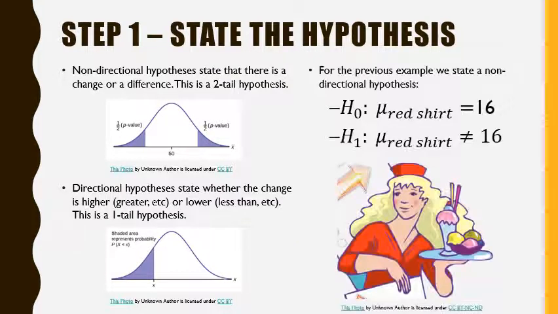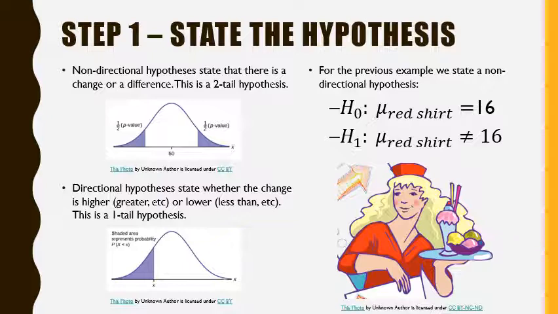So let's look at the example that we were talking about before with waitresses wearing red shirts. For your step one, you would just state the null hypothesis, saying there's no difference at all. You'd say the mean of the red shirts is equal to 16. So it's still the same as the rest of the population always. However, the research hypothesis would say that the mean of red shirts is not equal to 16, meaning it's extreme.